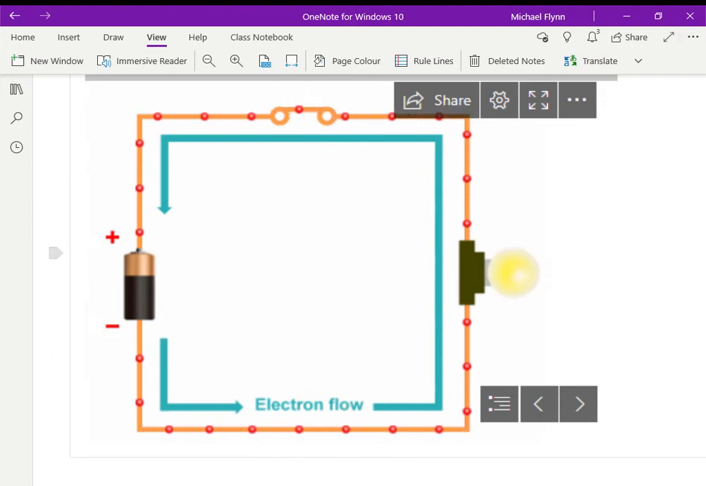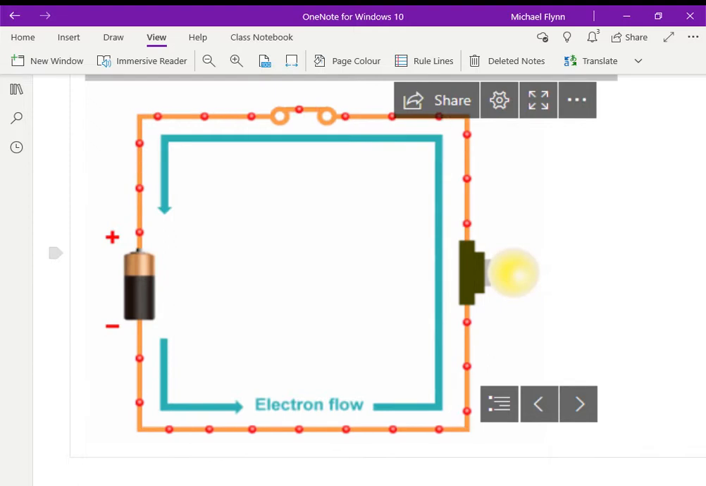So you have to have a device of some kind in the circuit. In this case, it's a light bulb, but it could be anything. It could be a toaster, a computer, your cell phone, a cell phone charger, whatever the device is that's using the electrical power. That has to be in the circuit as well.